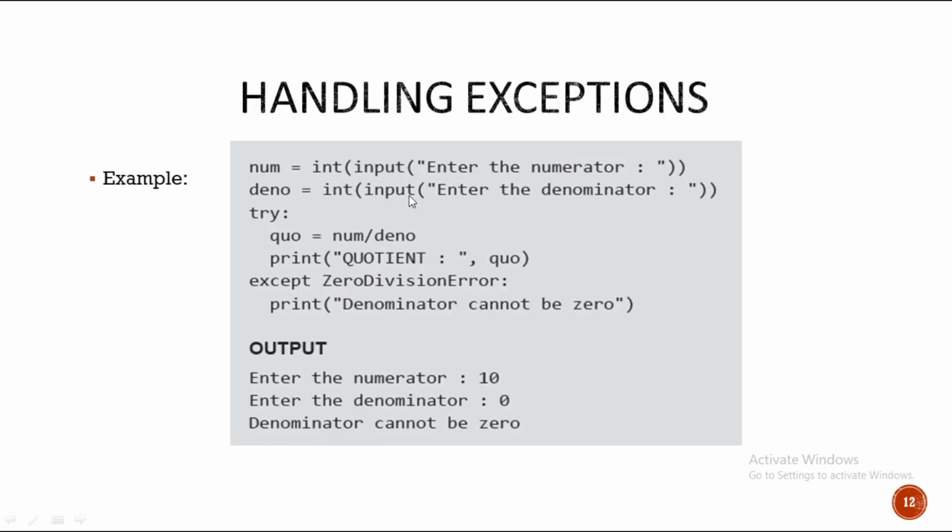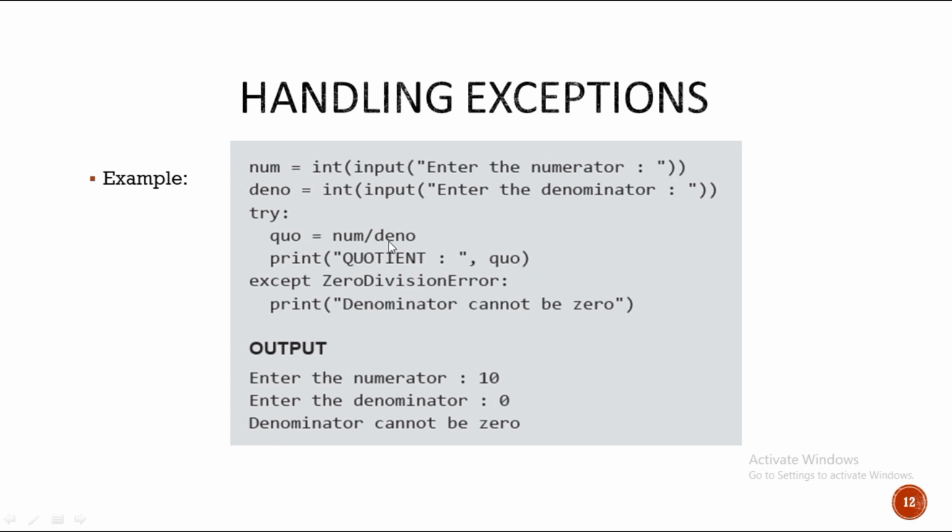So next, the example of exception handling. First of all, we are going to get two numbers, numerator and denominator. Both are integer numbers. So in this program, we are going to use the try and except block. Within the try block, we are going to calculate the quotient. Quotient equals numerator divided by denominator. If the numerator divided by denominator produces the exact result, it will just print the quotient value.